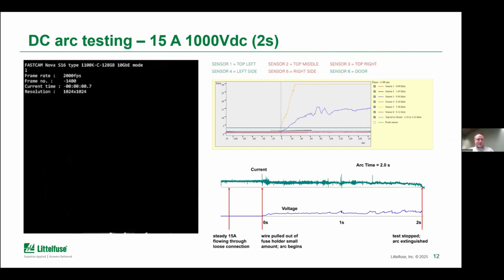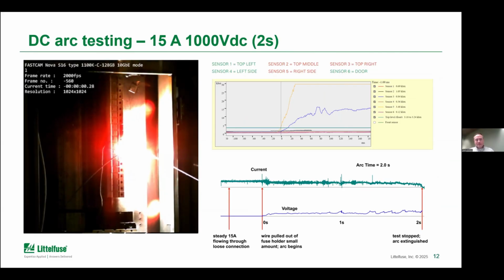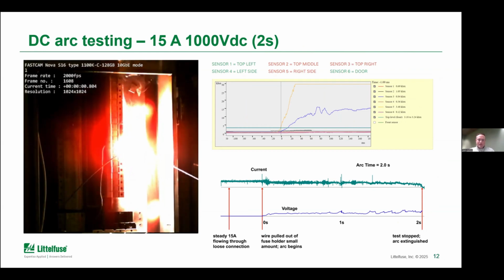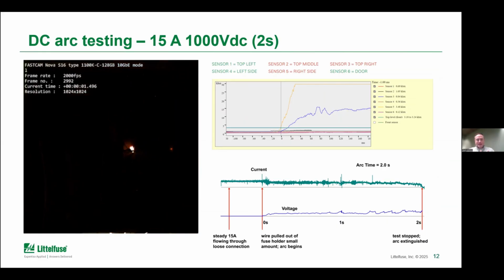But I think the next one is what was most interesting, that we did another test at 15 amps. And this one had the fuse intact in the fuse holder. So this was checking to see again, could a loose wire coming out of the fuse holder generate an arc? That's why you can see a string coming off to the right side where we were pulling out the conductor under load. And this arc is not as much energy and not as large as the previous one at 1,000 amps, but still a significant arc that could cause a lot of damage or injure someone.